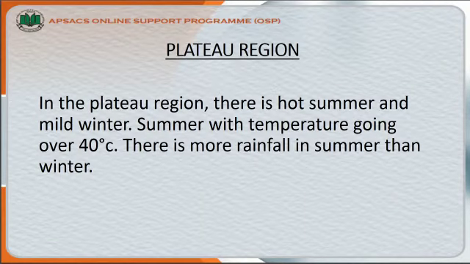In the plateau region there is hot summer and mild winter. Summer lasts from April to October with temperatures going over 40 degrees centigrade. In winters the temperatures remain close to 10 degrees centigrade. There is considerable rainfall though it is more in summer than in winter.